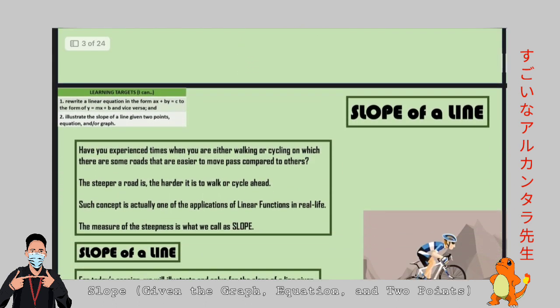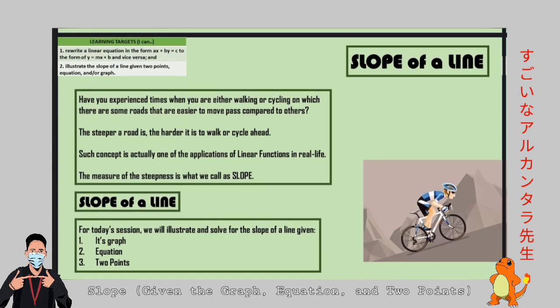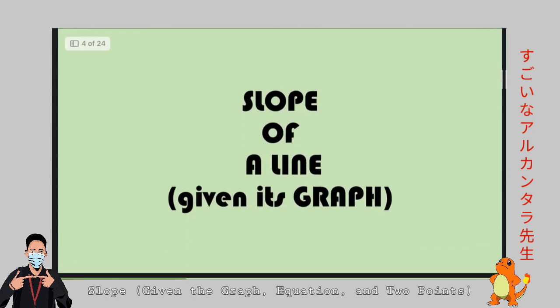So the slope of a line is something that we can relate to in real life, like when you're walking or cycling, where some roads are easier to move past compared to others. The steeper the road is, the harder it is to walk or cycle ahead. This implies that when a road is steeper, it's elevated higher. This is an actual application of linear functions or equations in real life. And again, for today's session, we will illustrate and solve for the slope of a line given the graph, equation, and then 2 points. Let's start with the graph.